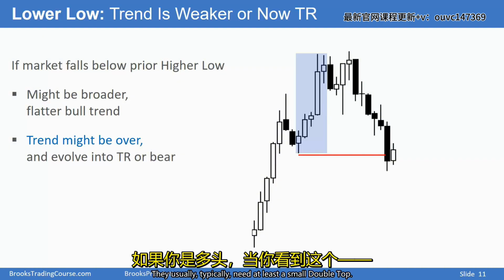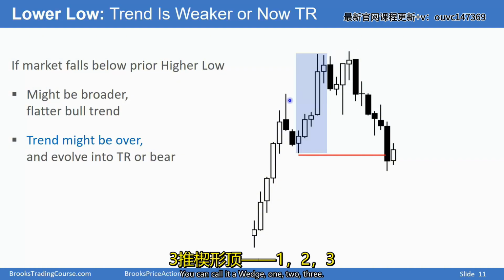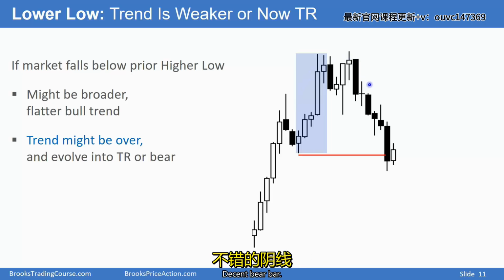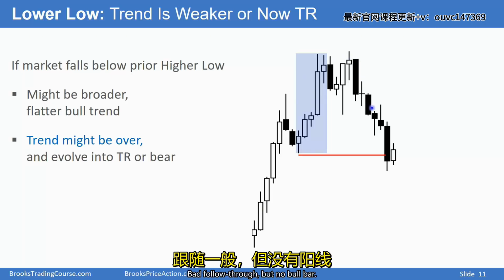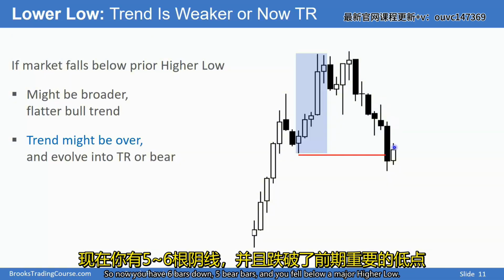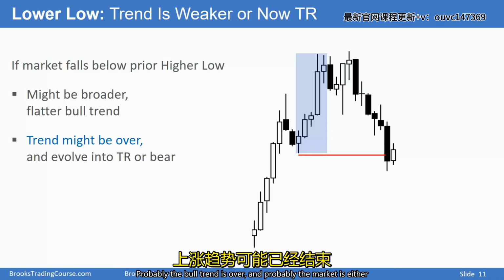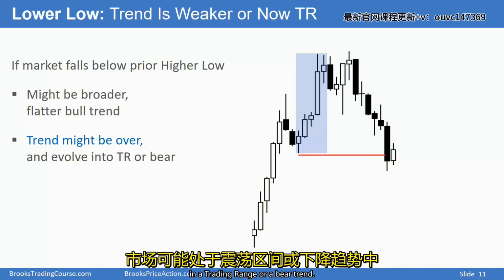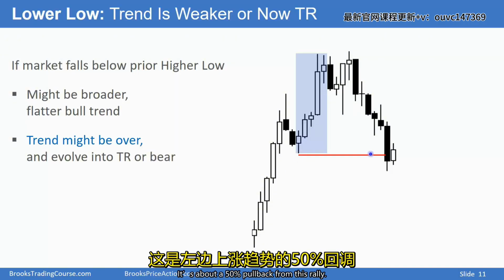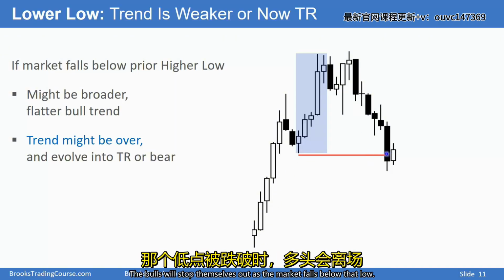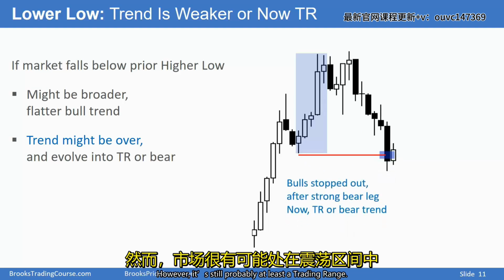If you're a bull trend trader and you see this, we have a double top, you can call it a wedge, 1, 2, 3, decent bear bar, bad follow through, but no bull bar, some more bear bars. So now you have 6 bars down, 5 bear bars, and you fell below a major higher low. Probably the bull trend is over, and probably the market is either in a trading range or a bear trend. It's about a 50% pullback from this rally. So the bulls will stop themselves out as the market falls below that low. However, it's still probably at least a trading range.